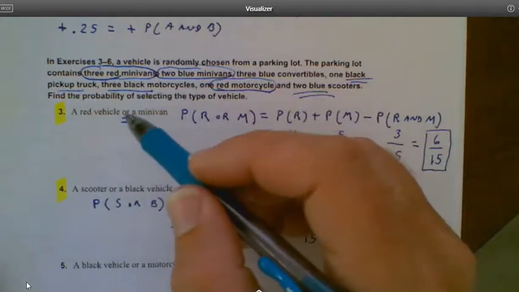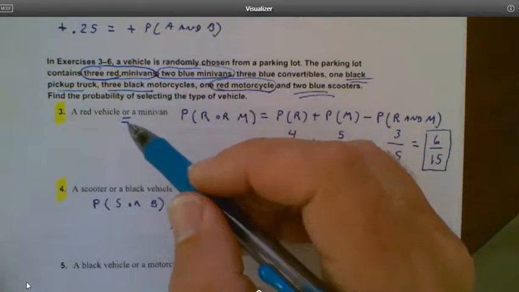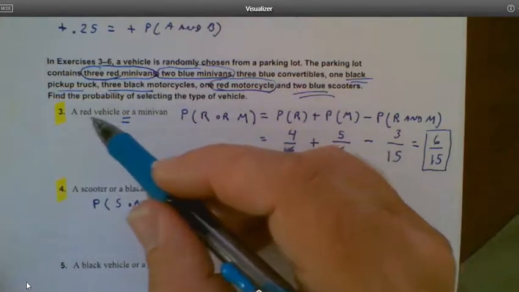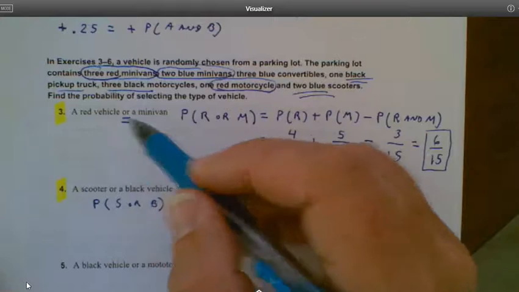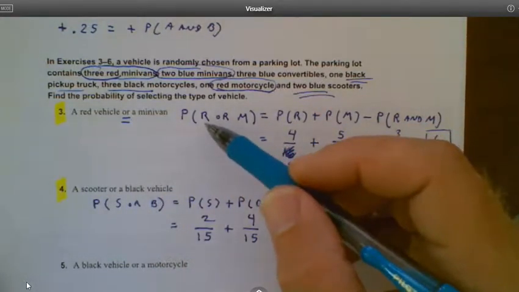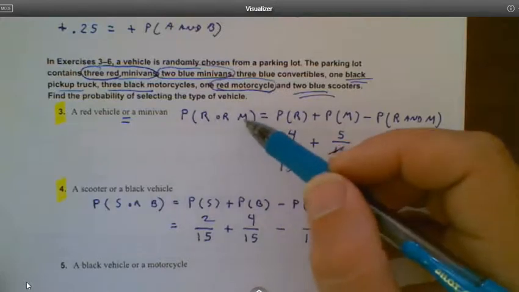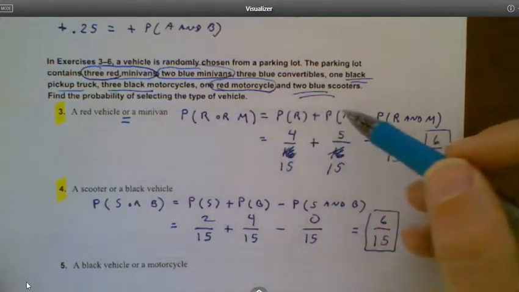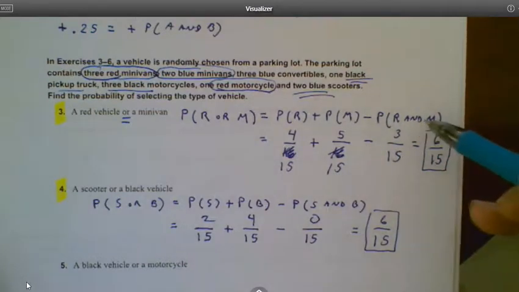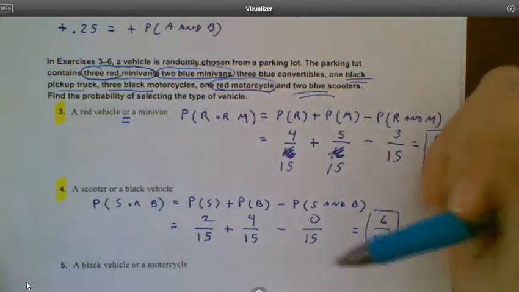Anytime you see the word "or," that has to stand out to you, and we're going to use our formula. What's the probability of a red vehicle or a minivan? The probability of red or minivan is equal to red plus minivan minus red and minivan. That's our formula for the day. All we're doing is plugging numbers into that.